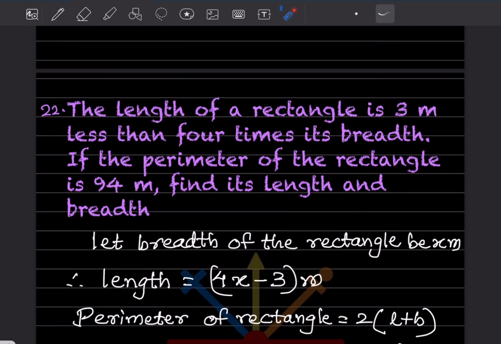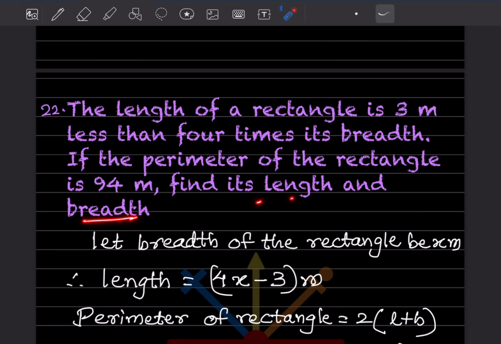The length of a rectangle is 3 meter less than 4 times its breadth, and if the perimeter is given as 94 meter, find the length and the breadth, both we have to find out. So first thing, because they said 4 times its breadth, let us assume the breadth first. So breadth of a rectangle is x meter. 4 times that is going to be 4x. And it is less here, so length is going to be 4x minus 3. Here this should be minus. If it was more, you would have to add it.